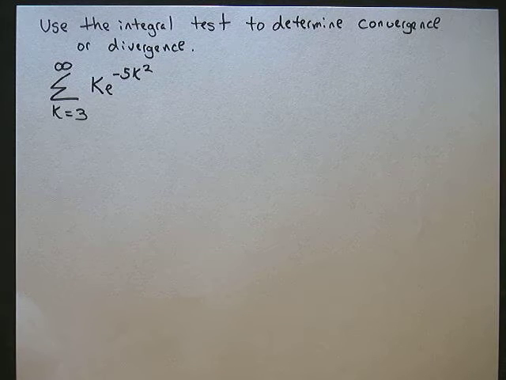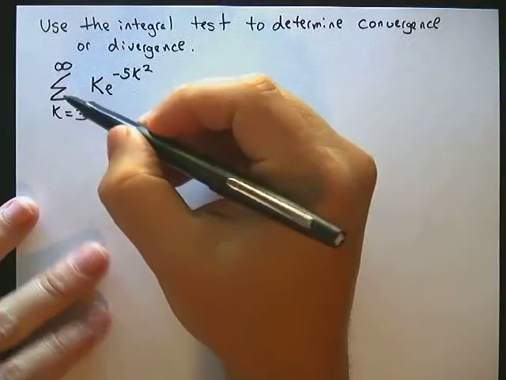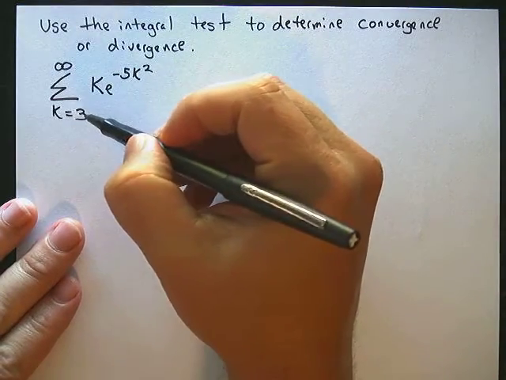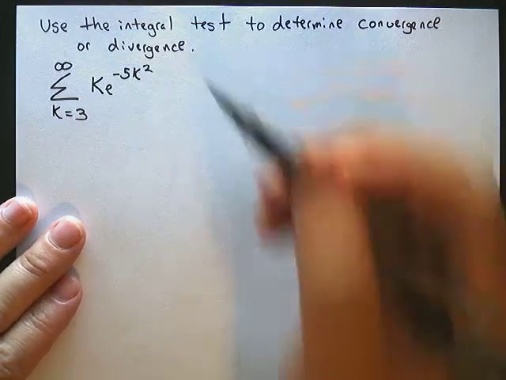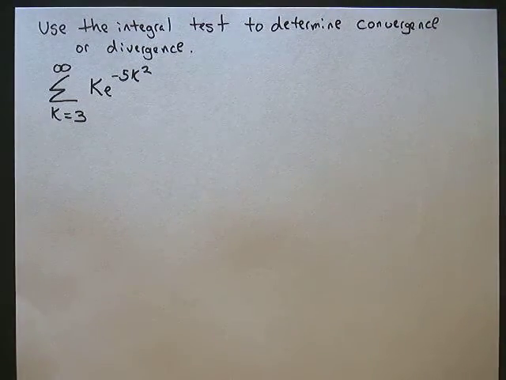In this problem, we're asked to use the integral test to determine convergence or divergence, given the series sum as k equals 3 to infinity of k times e to the negative 5k squared. Okay, so we're given that we need to use the integral test, so let's go ahead and set that up.